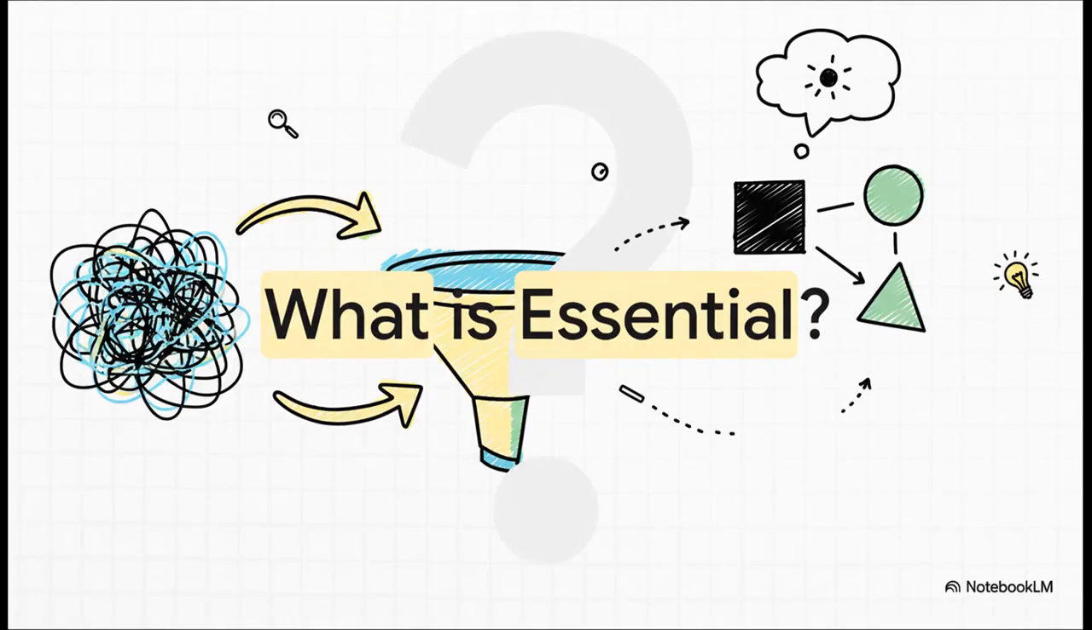This is it. This is the question. What is essential? This question is the engine behind every step of the toolkit. It's what forces you to filter the noise. It's what helps you find the core patterns. It's what pushes you to build models that actually matter. So whether you're analyzing a business, learning a new skill, or just trying to make sense of the world, asking yourself what is essential here is always the first and most important step to finding clarity in all that complexity.